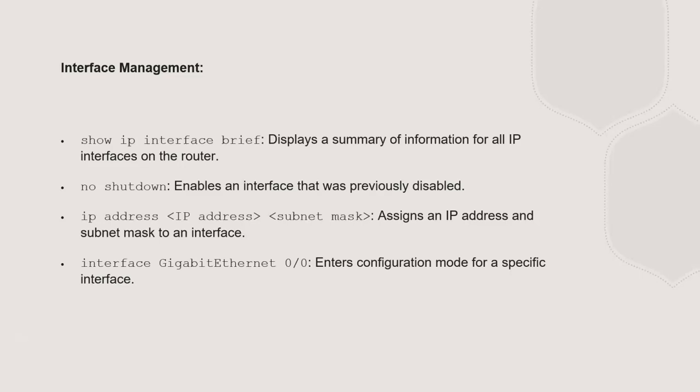You can also manage some interfaces by assigning an IP address and subnet mask, and to check that you use show IP interface brief. It will show you the brief. And no shutdown means it will enable the interface that was previously disabled. And you can assign the IP address here. After that, you need to assign your IP address and subnet mask. And then you can also configure, like, the Ethernet gigabit interface, or configure mode for a specific interface.